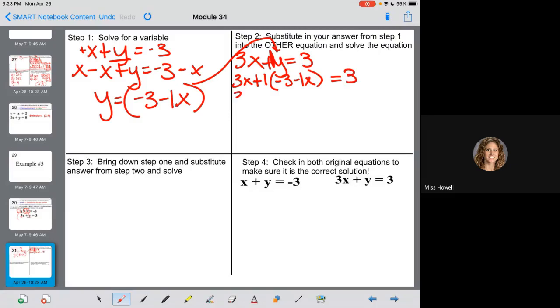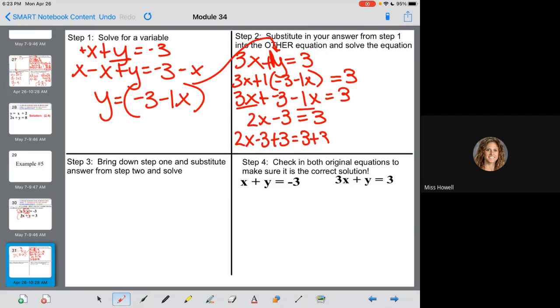All right, distribute, and then we're going to have like terms we can put together. And we'll be back to a two-step equation. So 2x minus 3 equals 3. All right, two-step from here, we're going to add 3 to both sides. All right, once we did that, we'll have a 2x equals 6. One step from there, we're going to divide both sides by 2. And we'll end up, we think our x coordinate is a 3. So our place where our two lines would cross, we think is at 3 comma something.